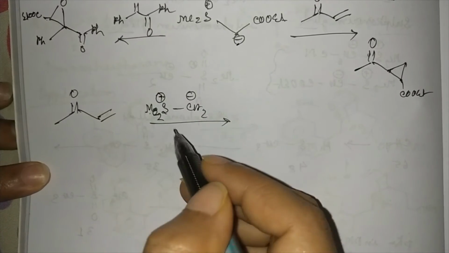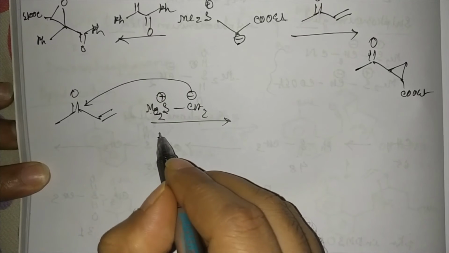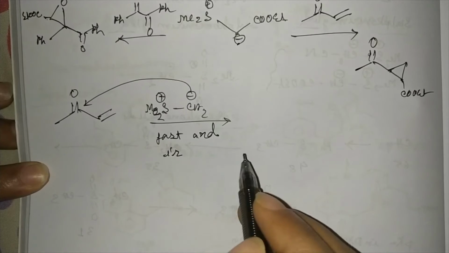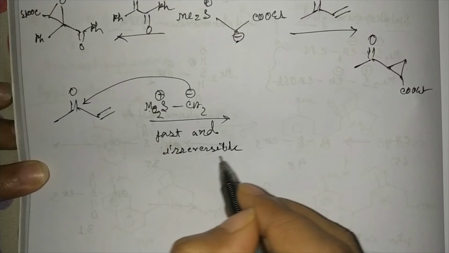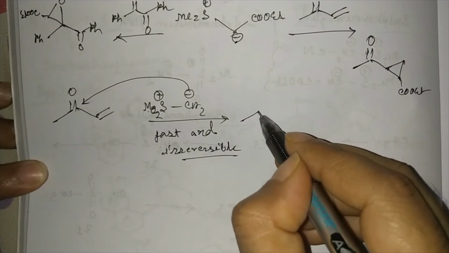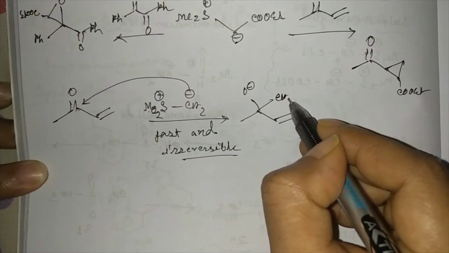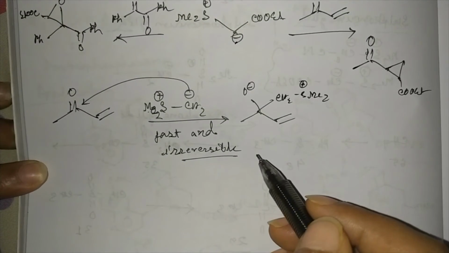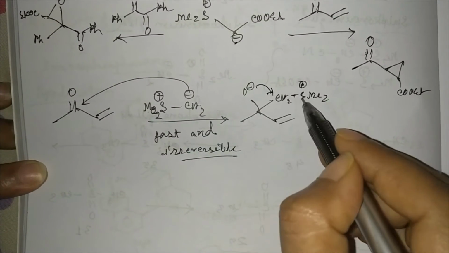With a non-stabilized ylide, it will mainly attack at the 1,2 position, and this reaction is fast and irreversible. So O minus CH2SMe2 plus. As this is fast and irreversible and it is a good leaving group, now it will attack here and it will eliminate.